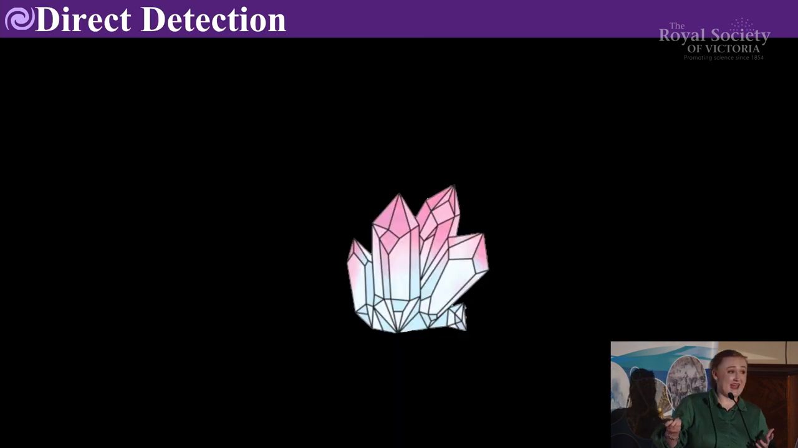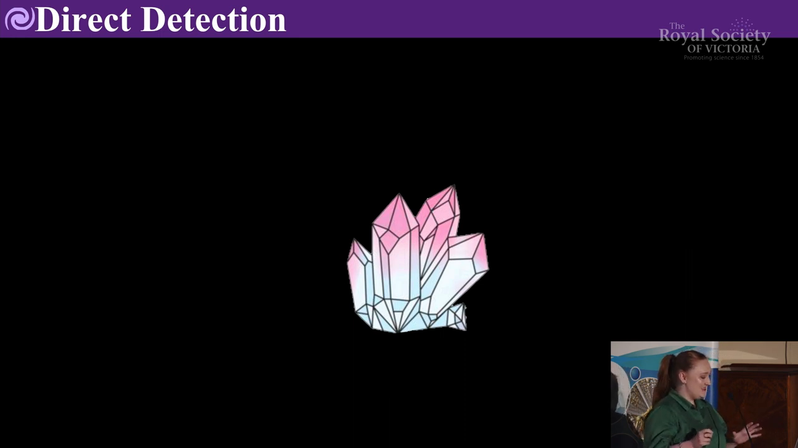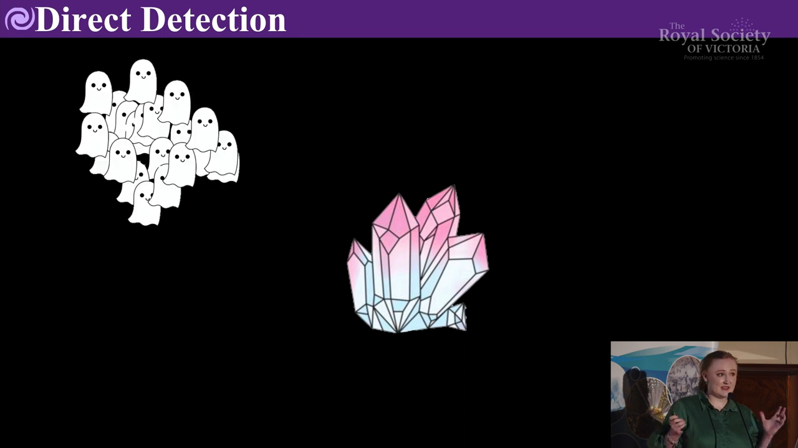Now, how do we actually search for that? We use something called direct detection, and it's slightly more complicated, but at the crux, all you need to directly detect dark matter is a detector material, so some sort of crystal. You need your ghostly dark matter particles ready to go, and you need something to detect them with. We normally use photomultiplier tubes.